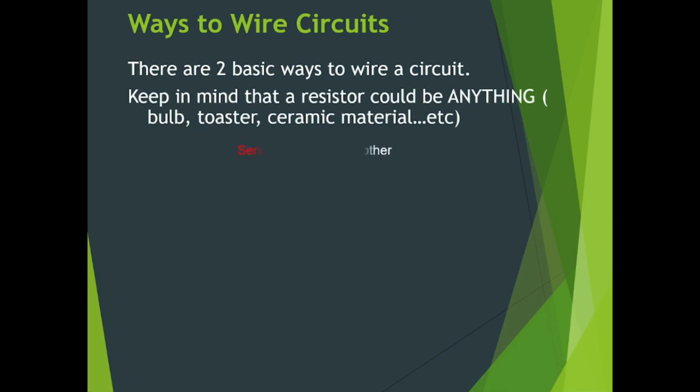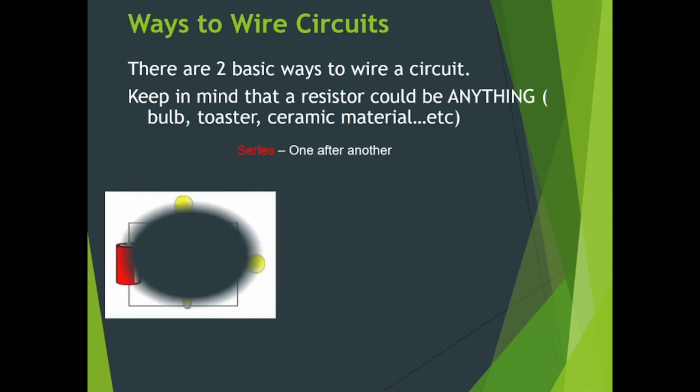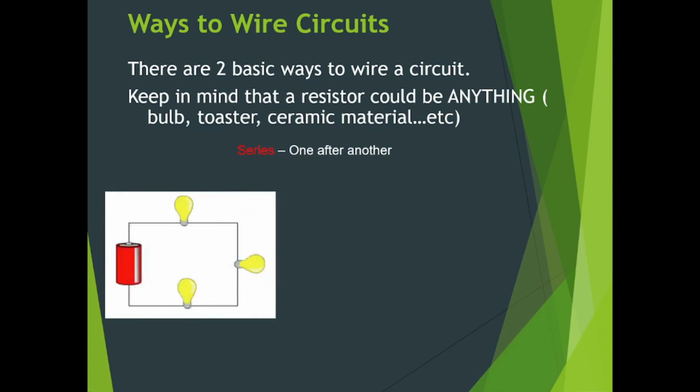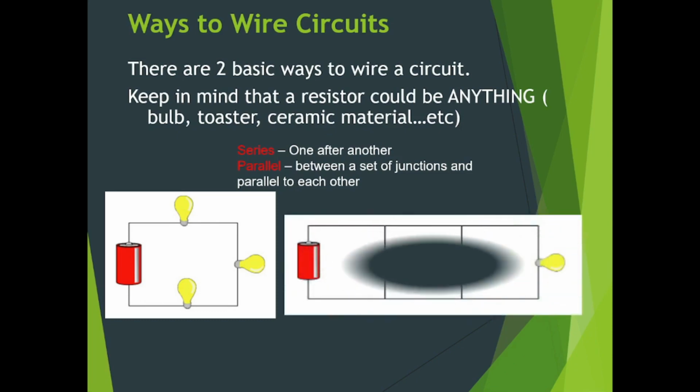The first type of circuit connection is called a series connection, in which resistors are connected one after another. This is sometimes called the head-to-tail connection. The second type is called the parallel connection. You will see that in between a set of junctions, resistors are connected parallel to each other. All heads are connected and all tails are connected at one end of each junction.